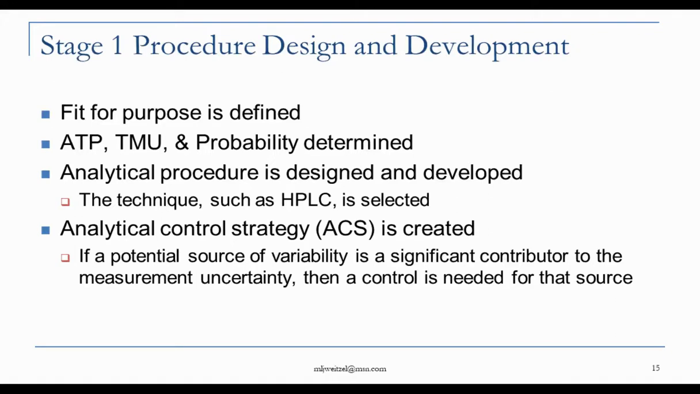So stage one, procedure design and development. A procedure is needed. Well, somebody defines the fit for purpose. Usually it's the pharmaceutical technology group, the R&D group. They define the ATP, the target measurement uncertainty, the probability is determined. And so they design and develop the procedure. They choose a technique such as HPLC. And along with that, as they're doing their experiments on this method, they develop the analytical control strategy. So if they find a potential source of variability is a significant contributor to the measurement uncertainty, then a control is needed for that source.